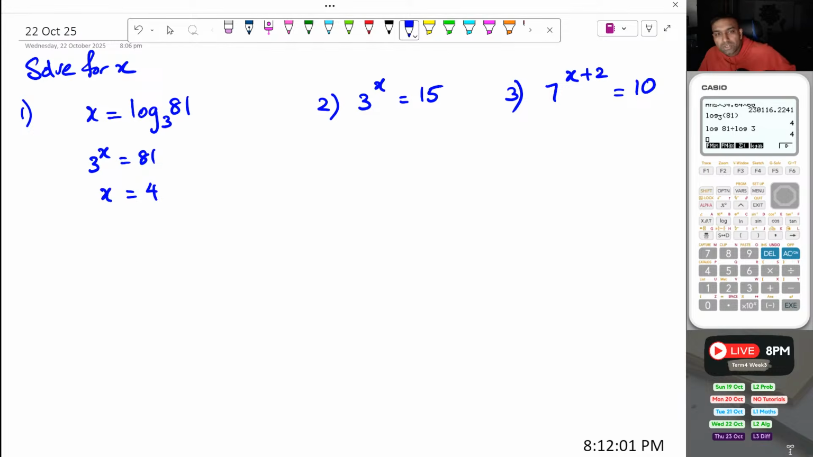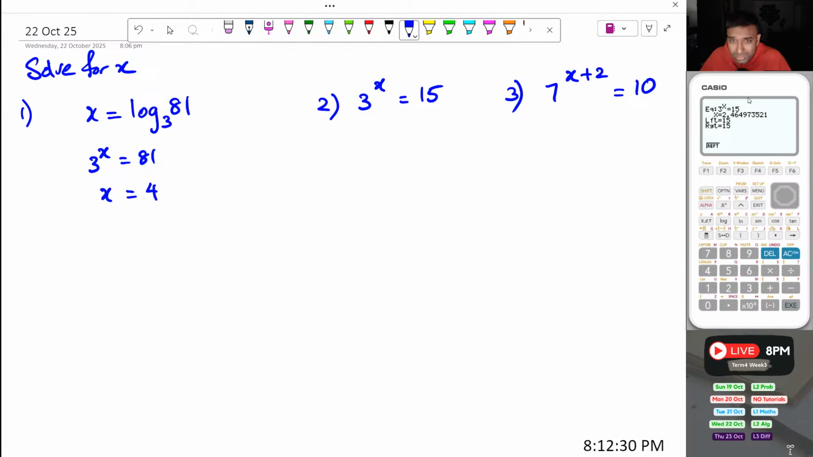All right, now going to question number 2, you've got 3 to the power of x equals 15. We've got a couple of options again. We can put this straight in the calculator, because you can go menu, go into equation, go into solver, which is F3, and just put in 3 to the power of x is equal to 15. And if you do that, you're going to get 2.464, blah, blah, blah.